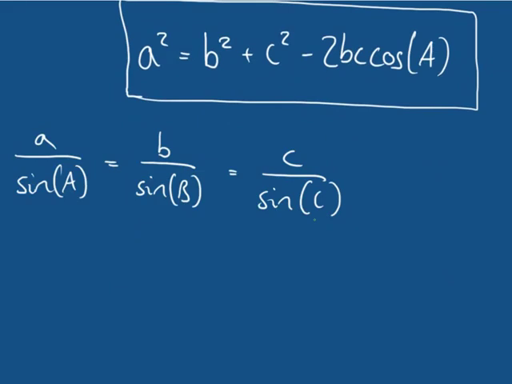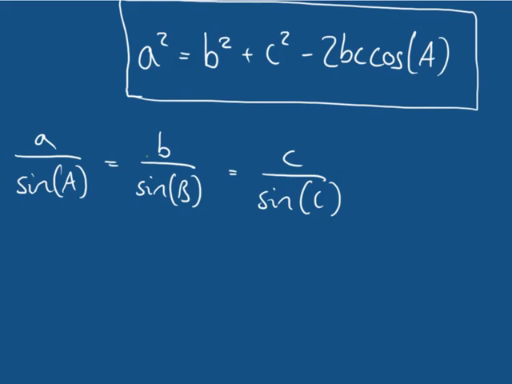Now with our sine rule, if we wanted to find the length of an edge, we can do that as long as we know the angle opposite that edge and one other edge-angle pair. Likewise, if we wanted to find an angle, we could do that as long as we knew the edge opposite that angle, and again, one other edge-angle pair.